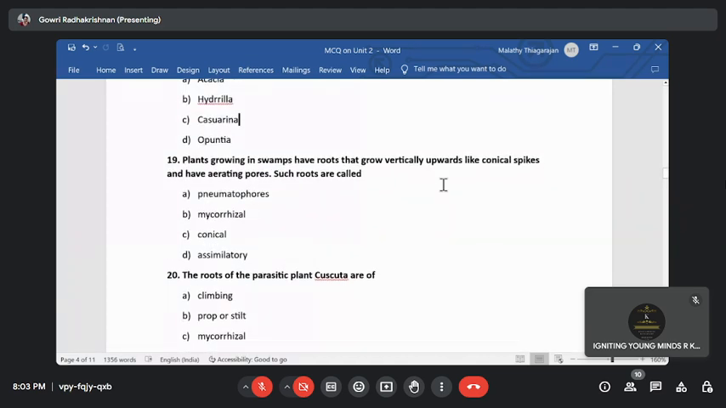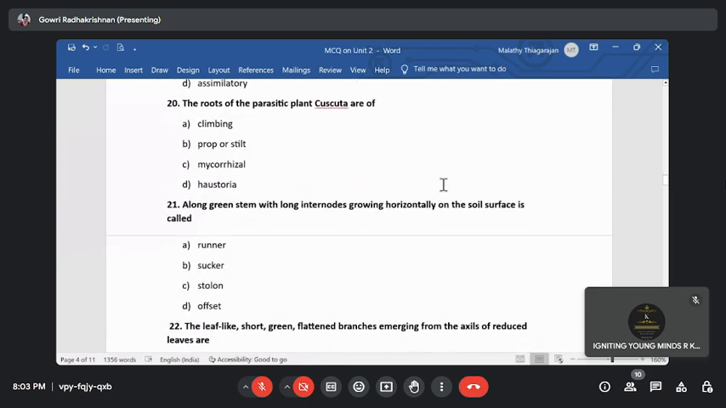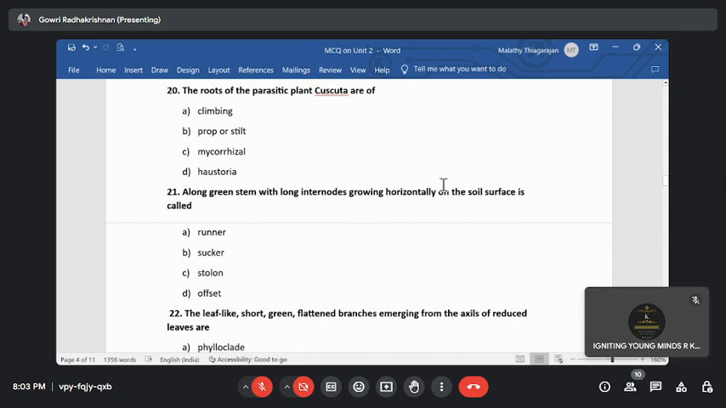Yes, ma'am. Okay, all right. The roots of the parasitic plant Cuscuta are of Option D, ma'am, yes, Haustoria. Actually, that clings to the host plant for nutrition, and it takes the nutrition from the host plant. So that is the haustoria.